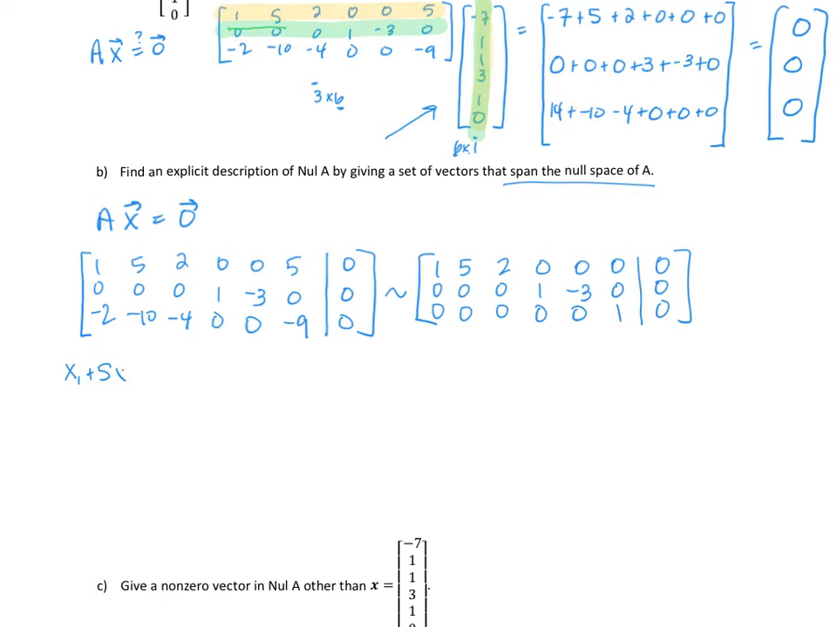Okay. So the solution says x1 plus 5x2 plus 2x3 equals 0. And then x4 minus 3x5 equals 0. And x6 equals 0. Okay, so now I have to solve each equation for the pivot in terms of the free variables. So I'm going to highlight my pivots in the reduced version. There's 1, 1, and 1. So those are my pivot entries, the first non-zero entry in each row.